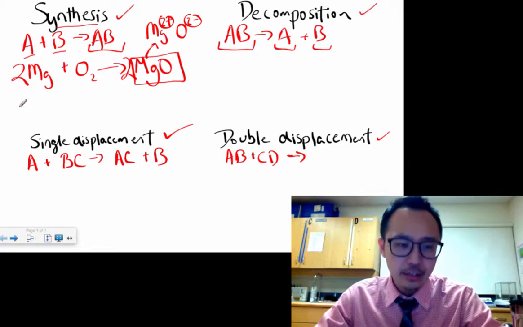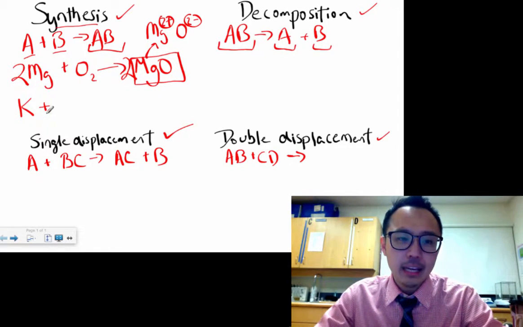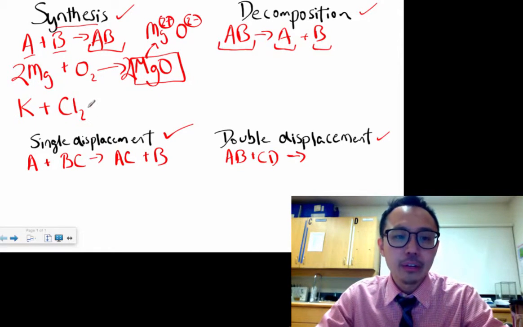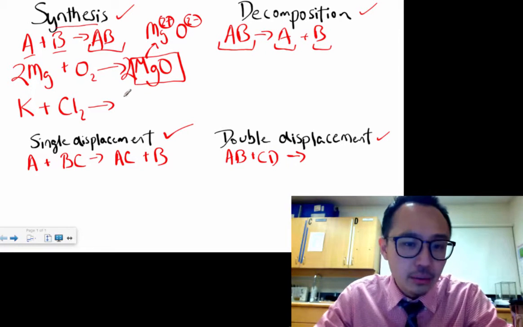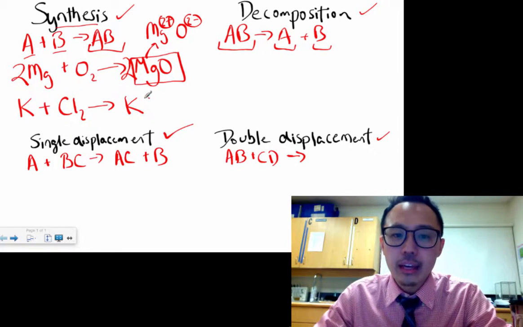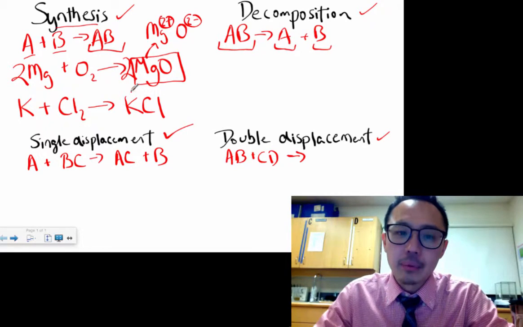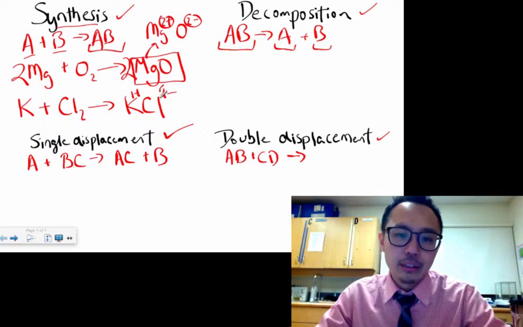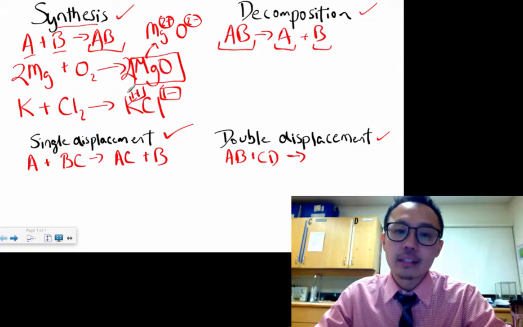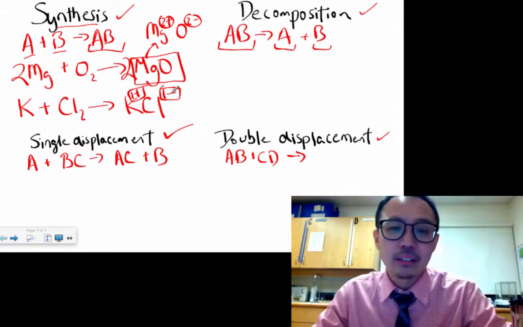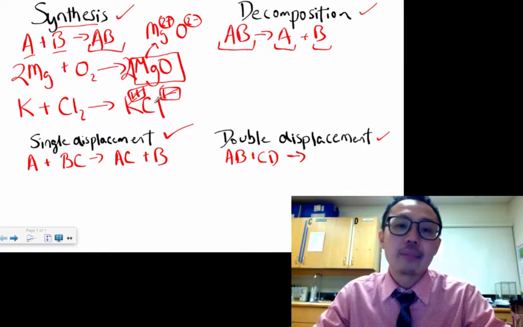Another example here is, let's say potassium is reacted with chlorine, and you're going to get KCl2 or KCl. Well, you're going to get KCl, because if you look at the charges, potassium is 1 plus, chlorine is 1 minus. So you need this to equal 0 because it's neutral. Since it's 1 and 1, they cancel, so you have KCl.